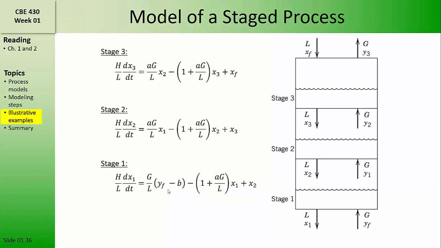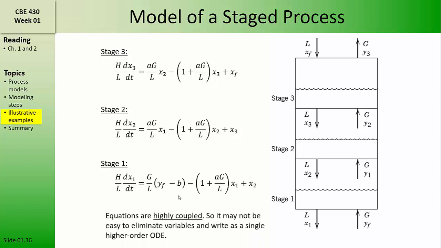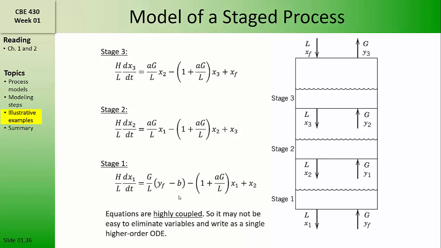So our model for the 3-stage absorber has 3 component balances, one for each stage. These equations, of course, are highly coupled, so it may not be easy to eliminate variables and write this as a single higher-order ODE. In the next video, we'll consider one last example of a process that is not perfectly mixed. And then we'll summarize what we've learned about process modeling using balance equations from chapters 1 and 2 of the Seborg text.